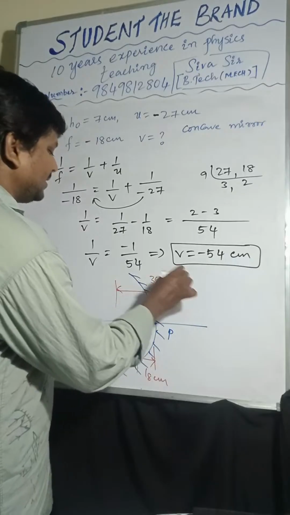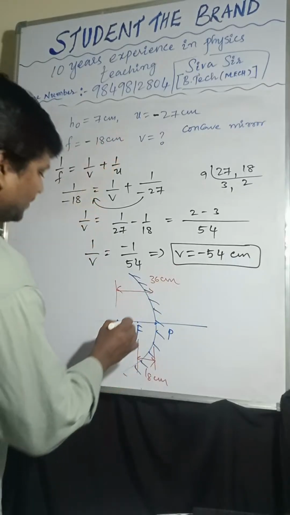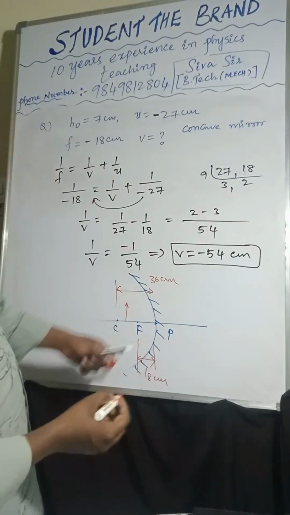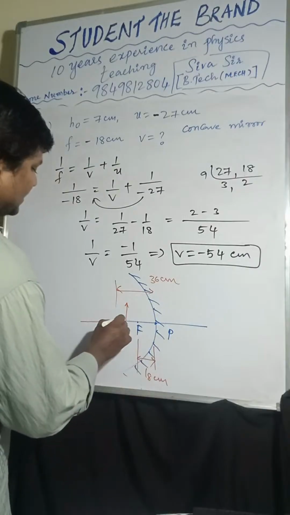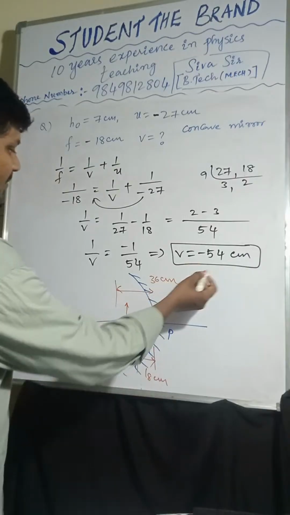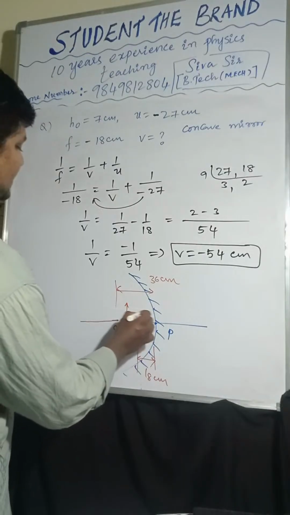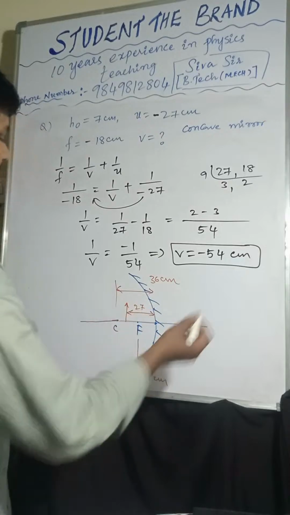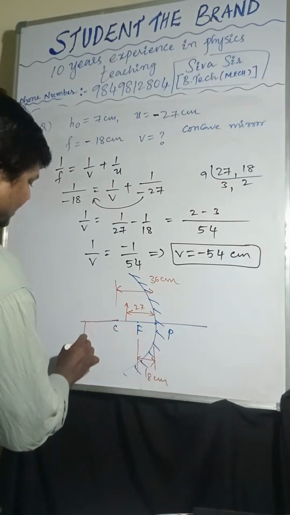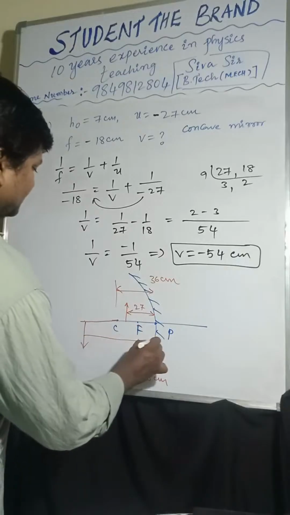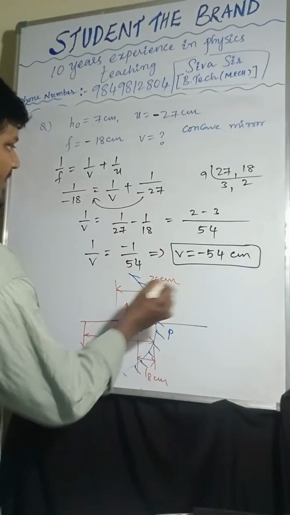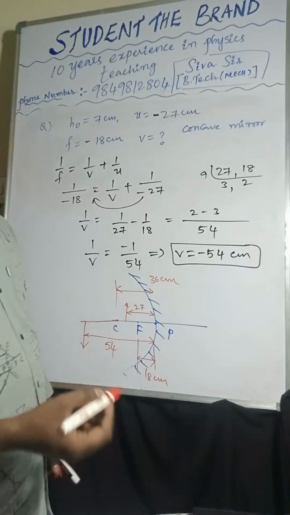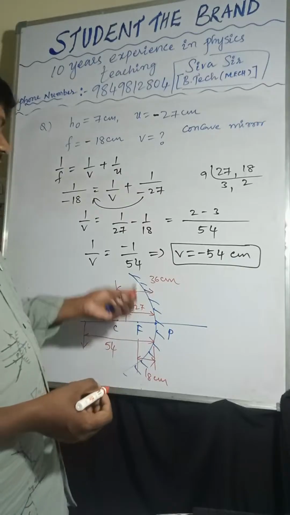So 36 centimeter. Between 27 means between C and F, the object is placed here. Where will the image form? Beyond the center of curvature, which is nothing but 54. The distance from object to pole is 27, and the distance from pole to image is 54. The image is real and inverted. So the image is correct and the problem is also correct.